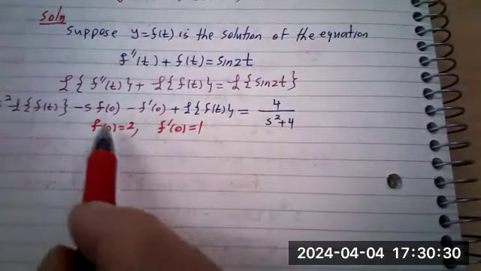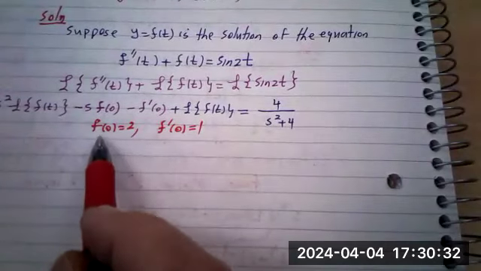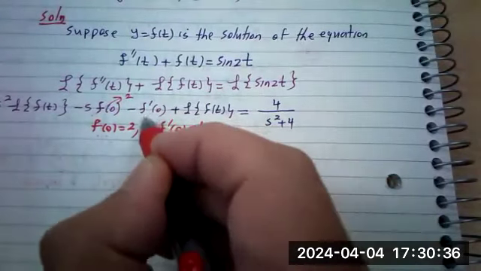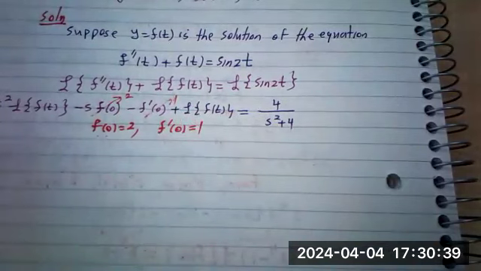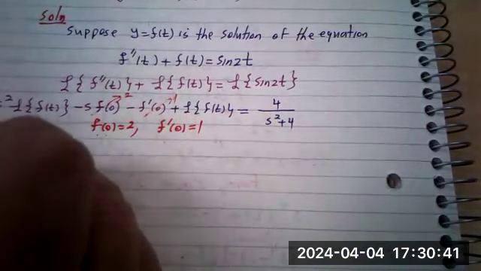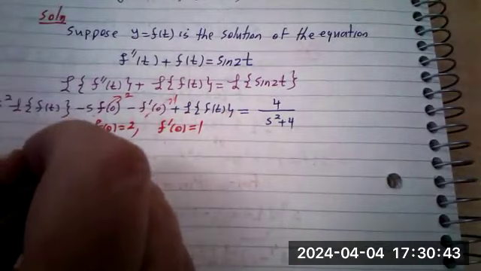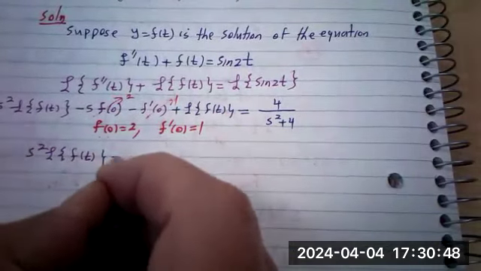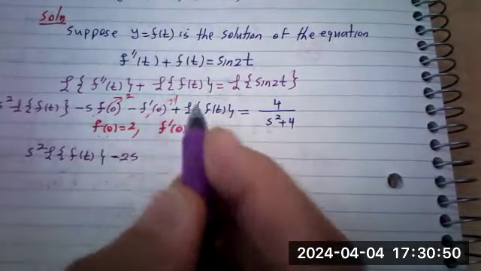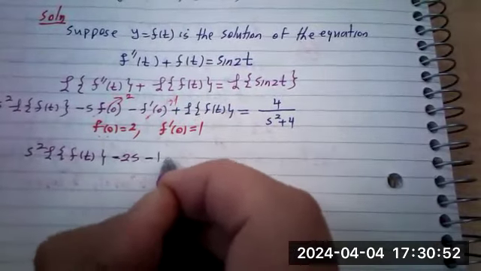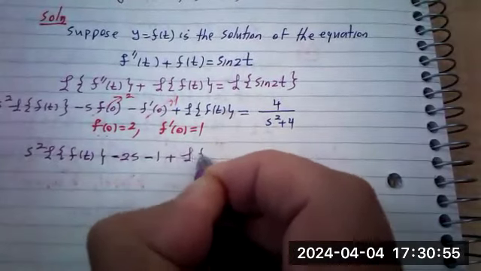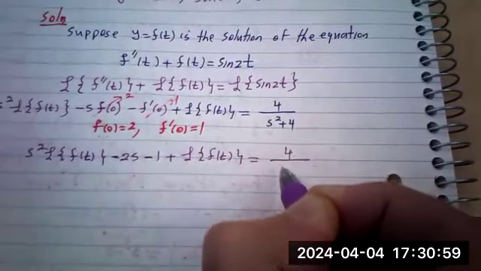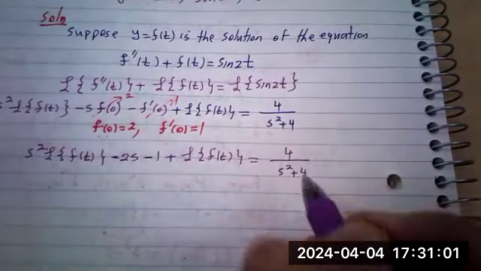So operate all of them on numbers. F of 0 is 2, so that gives you 2. F prime of 0 is 1. So we end up with s squared, the Laplace of f of t. Okay, that gives you minus 2s. This is going to be minus 1 plus Laplace of f of t. And this is 4 over s squared plus 4.